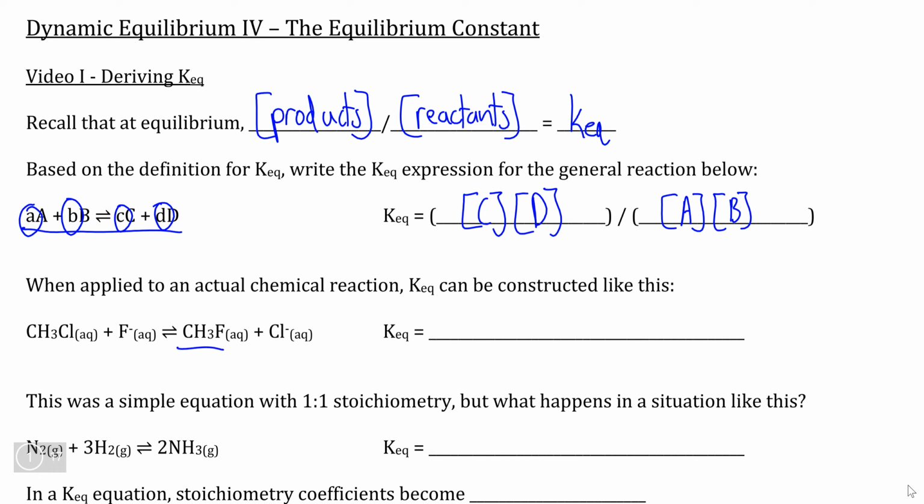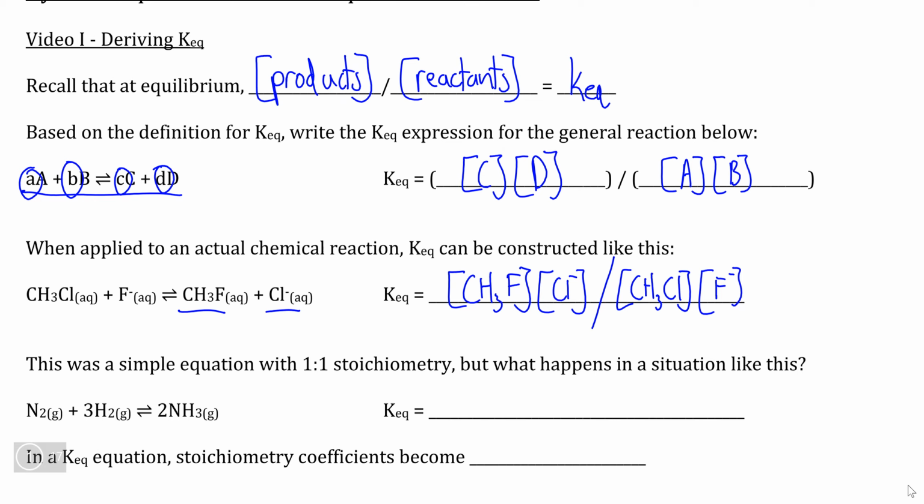So we know our products are fluoromethane and chloride, so we would simply write concentration of fluoromethane times the concentration of chloride, and we would divide by the concentration of our two reactants, concentration of chloromethane times the concentration of fluoride, and that is that.